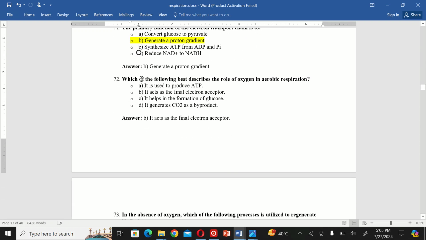The next MCQ is: which of the following best describes the role of oxygen in aerobic respiration? A. It is used to produce ATP. B. It acts as the final electron acceptor. C. It helps in the formation of glucose. And D. It generates CO2 as a byproduct. So the correct option is B, it acts as the final electron acceptor.